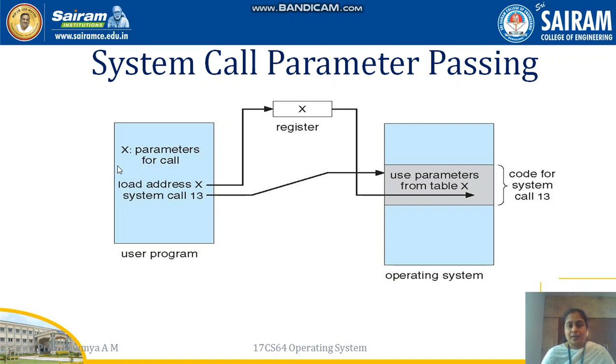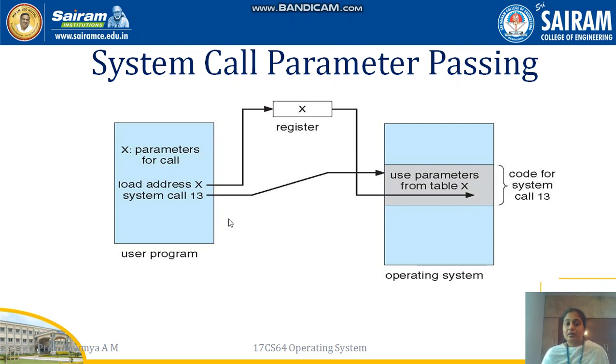In the user program, x is a parameter for the call. It loads the address of x, and the system call is 13. So you have to load the address of x, which is the calling parameter. That address is copied to a register, and from the register it will go to the operating system. System call 13 is used for execution of the call with parameter x.